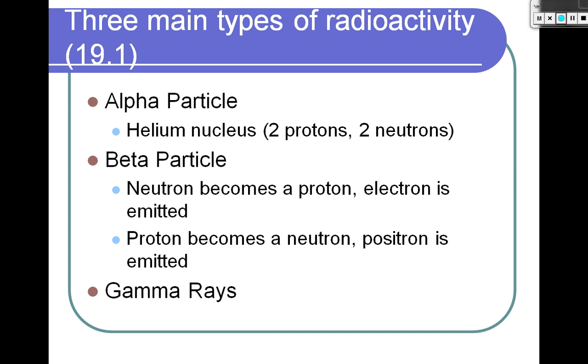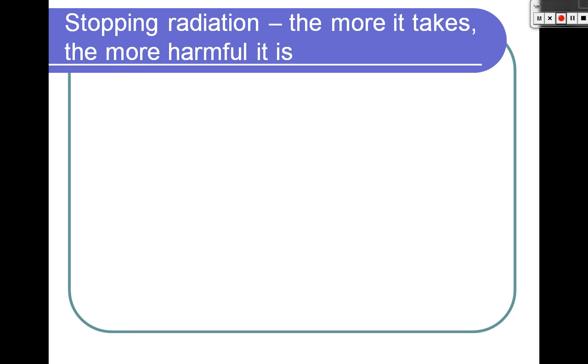And then the third type of radioactivity is gamma rays. And those are not particles at all. Gamma rays, as you remember from studying the electromagnetic spectrum, are the really high energy, super deadly electromagnetic waves. And in giving off certain types of radioactivity, elements can actually give off gamma rays. That's why so many of the early scientists who studied radioactivity ended up with cancer because of the gamma rays.